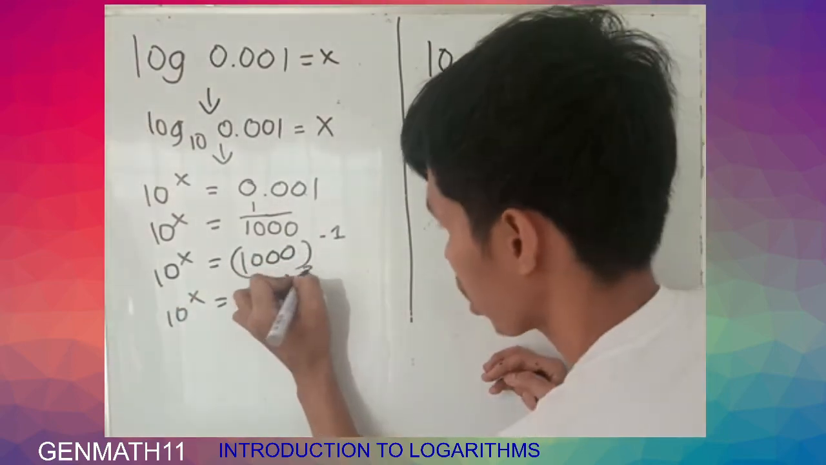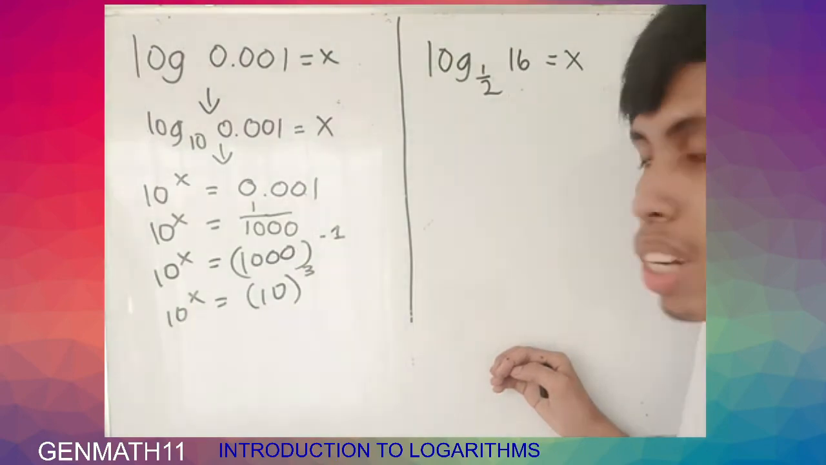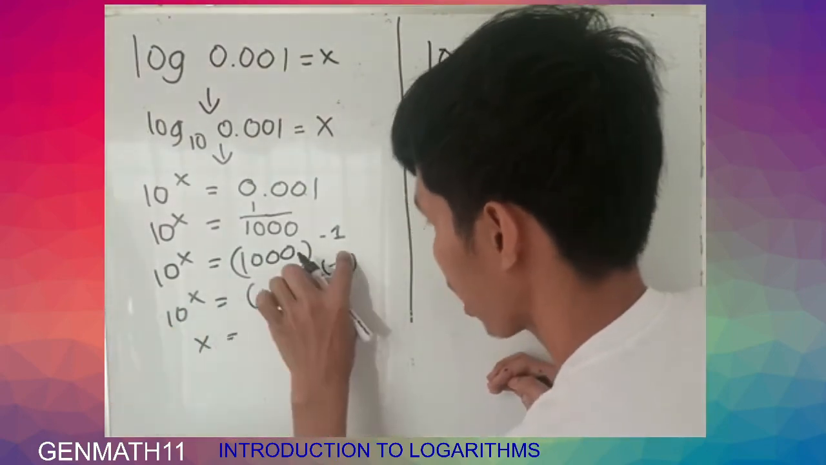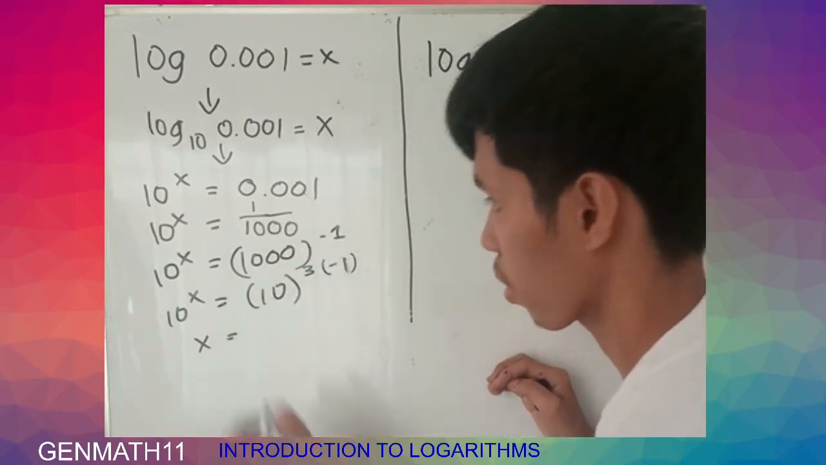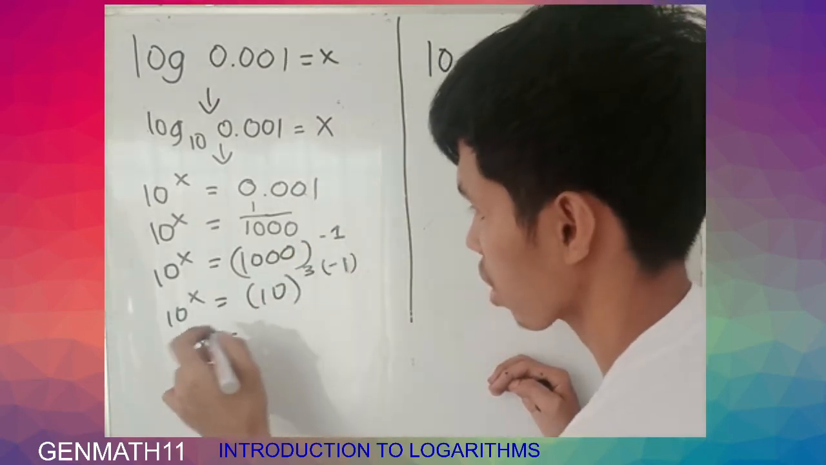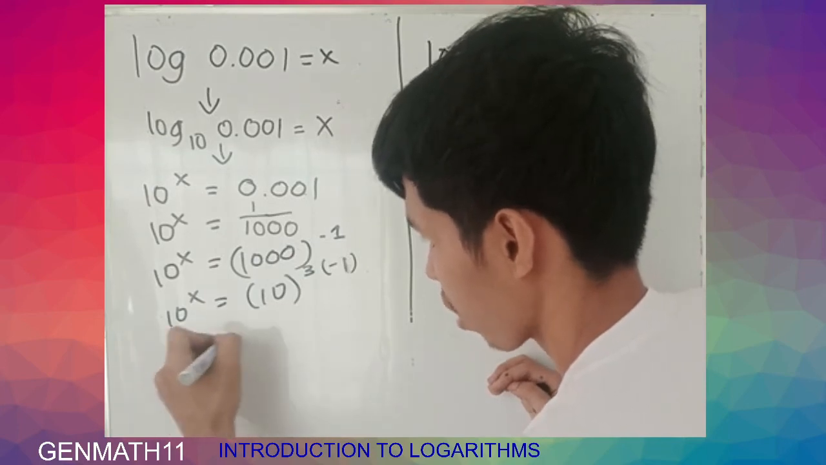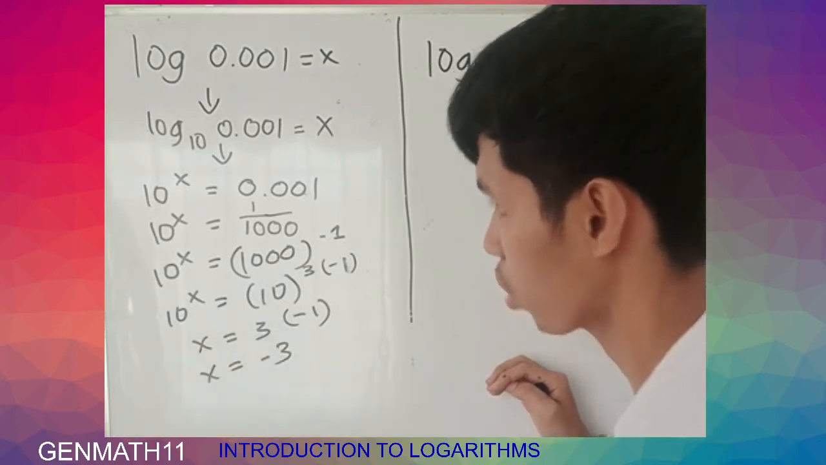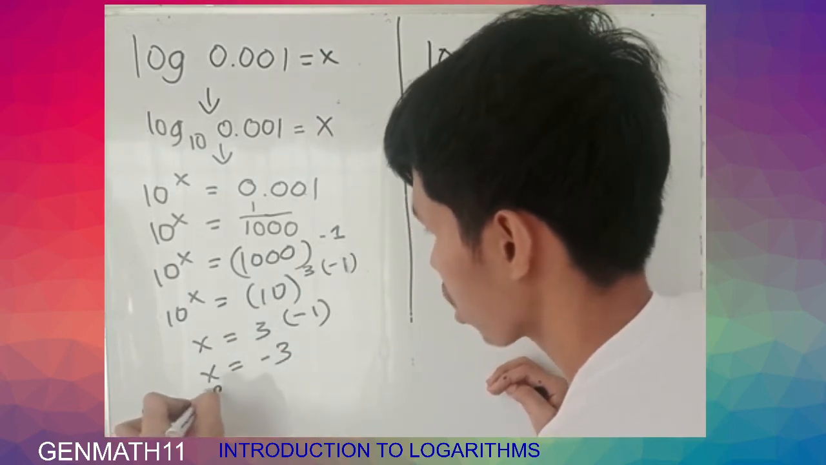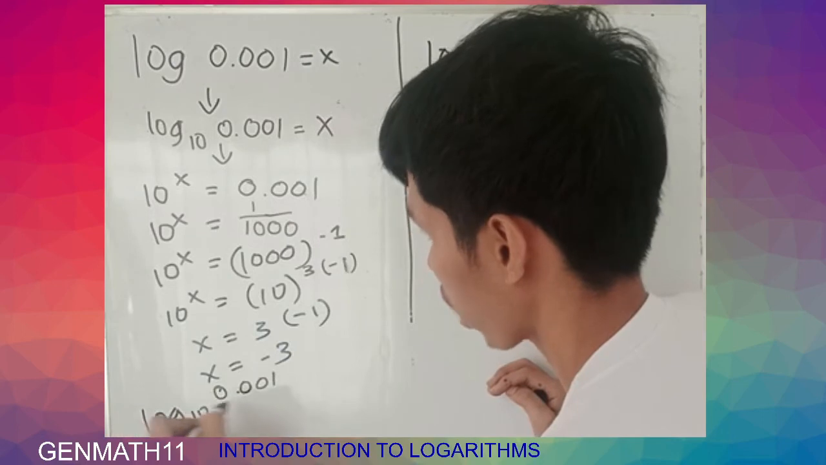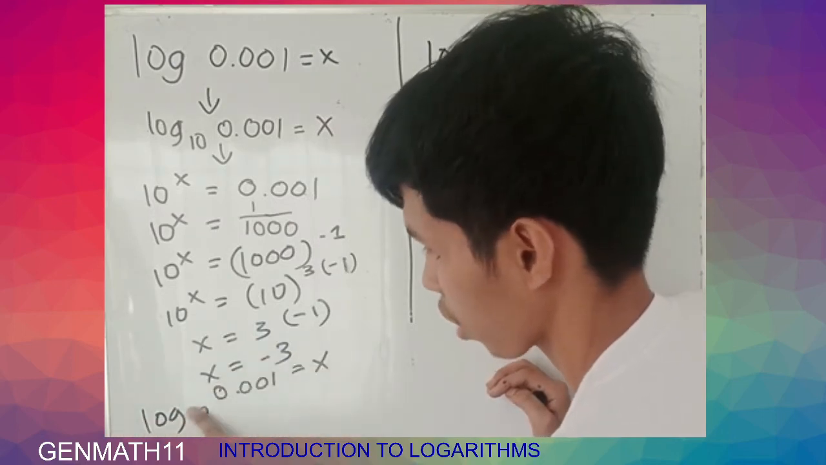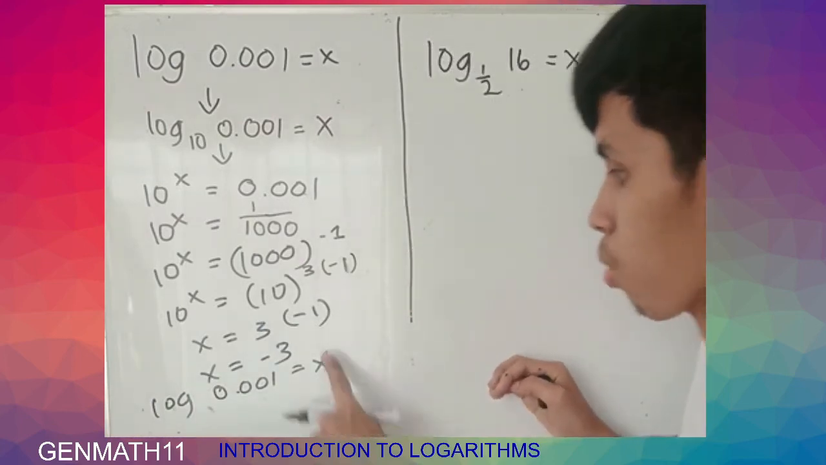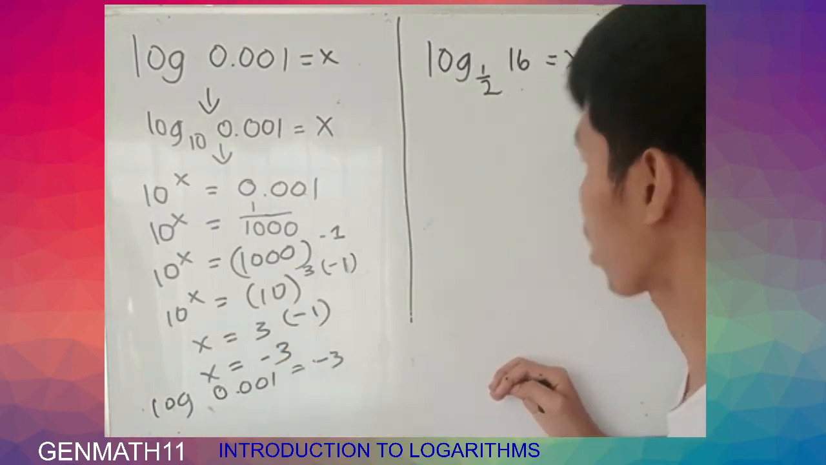So, 10 to the third power. Kasi 10 times 10 is 100 times 10 is 1,000. Times negative 3. Ay, negative 1 pala. Rather. So, 3 times negative 1 is, okay, x equals 3 times negative 1. So, x equals negative 3. So, the value of log 0.001 to the base of 10 is equals to x. Or wala nang base natin. Or log 0.001 is equals to negative 3.